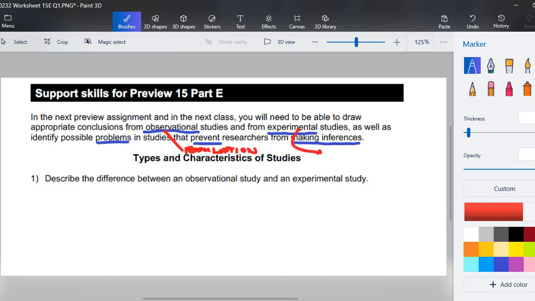In experimental studies, we're trying to make an inference about a treatment. So the types and characteristics of studies. Number one, describe the difference between an observational and an experimental study. I got to start it a little bit by saying the inference from an observational study is to infer to a population, and an experimental study is trying to infer to a treatment.